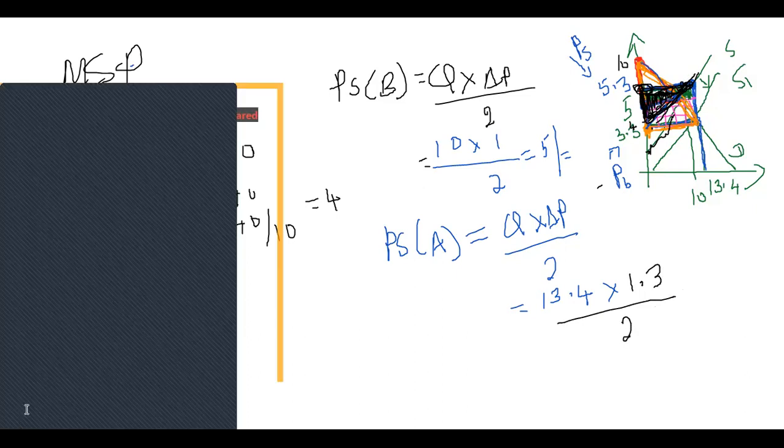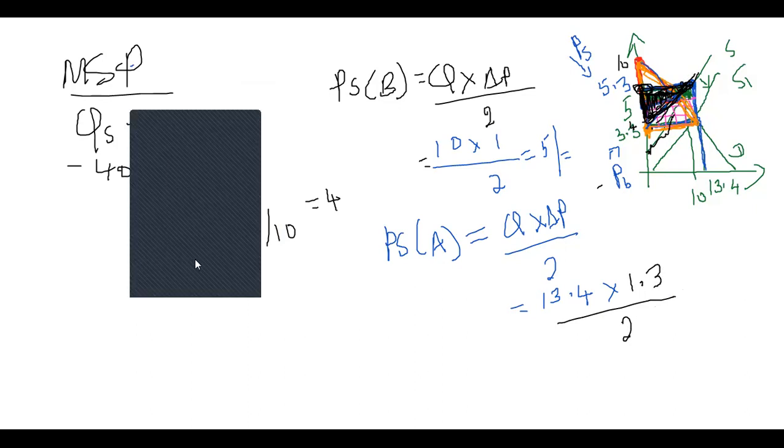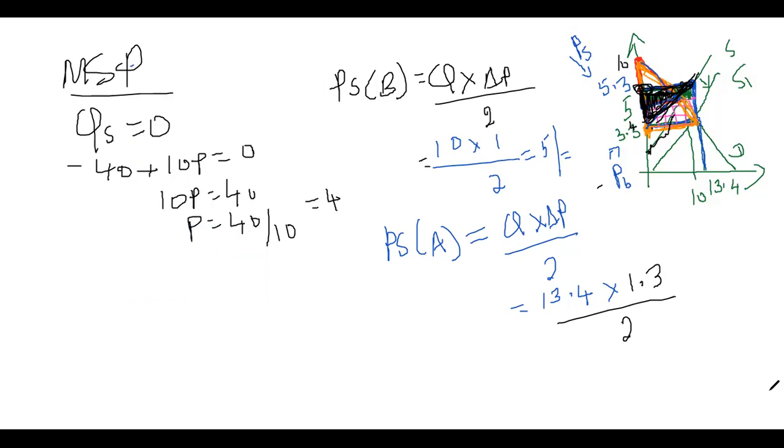So producer surplus after is 13.4 into 1.3 divided by 2. So you get 8.71. Producer surplus after is 8.71. Producer surplus before was 5, now it is 8.71. Therefore, the change in producer surplus, 8.71 minus 5, is 3.71.